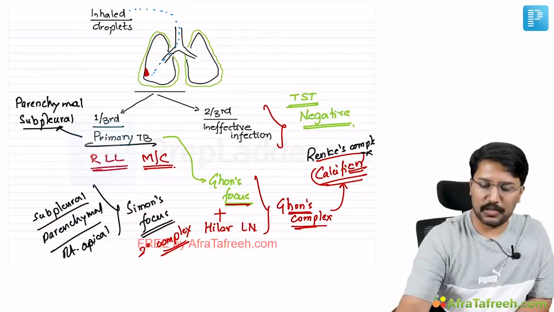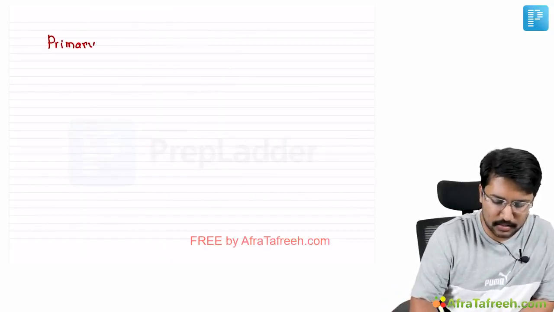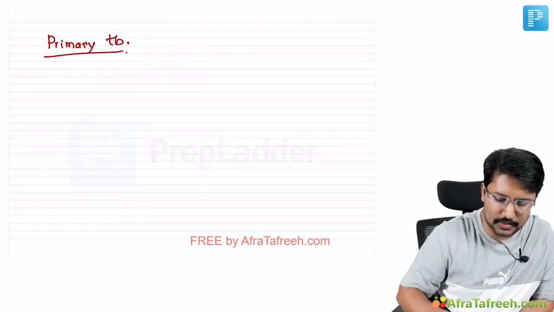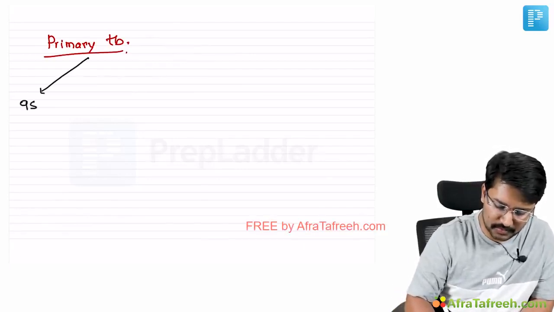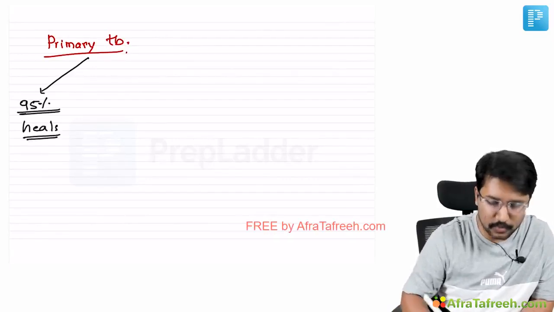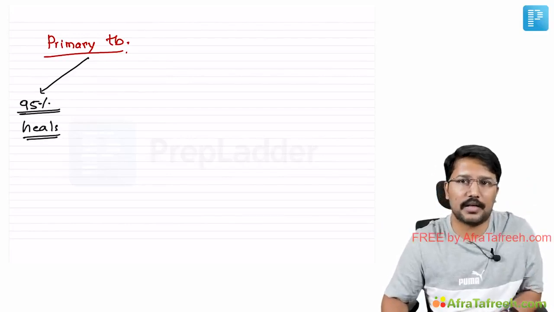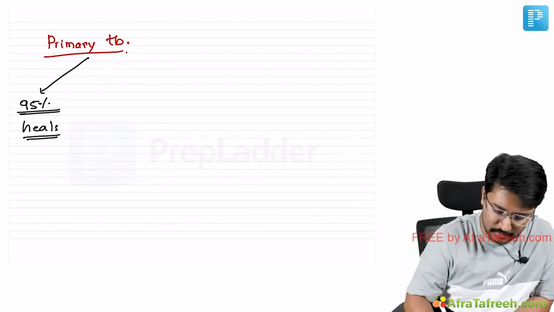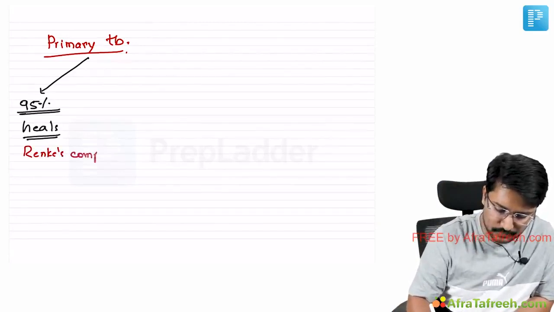Okay. Now what is going to be the fate of this primary focus or primary site of infection? So once you have the primary tuberculosis, in more than 95% of the patients, it usually heals, right? So there is a granuloma formation, Th1 response kicks in, and it heals with calcification and fibrosis, right? So it ends up becoming what we call Ranke's complex.